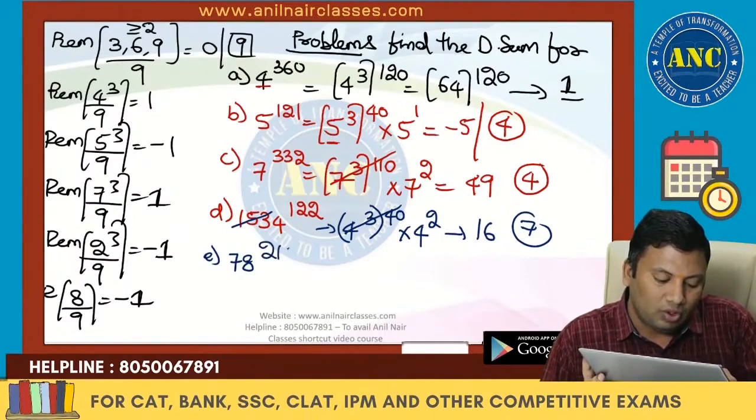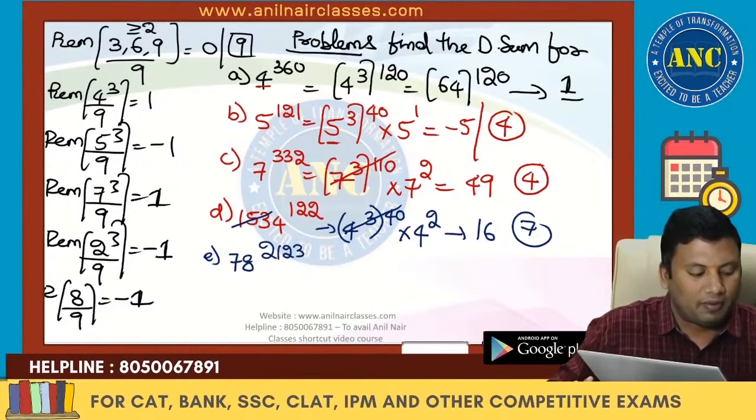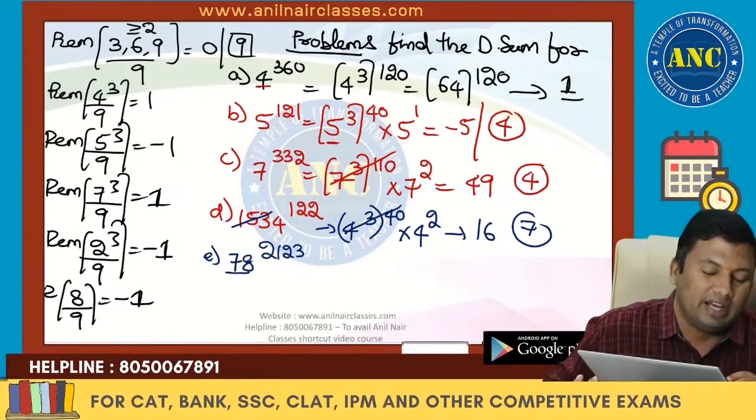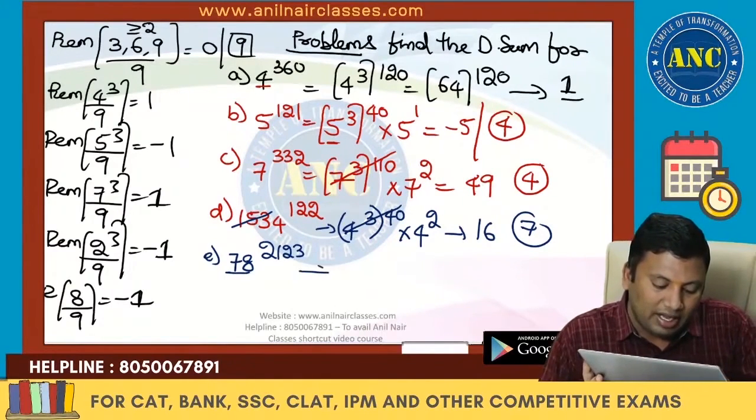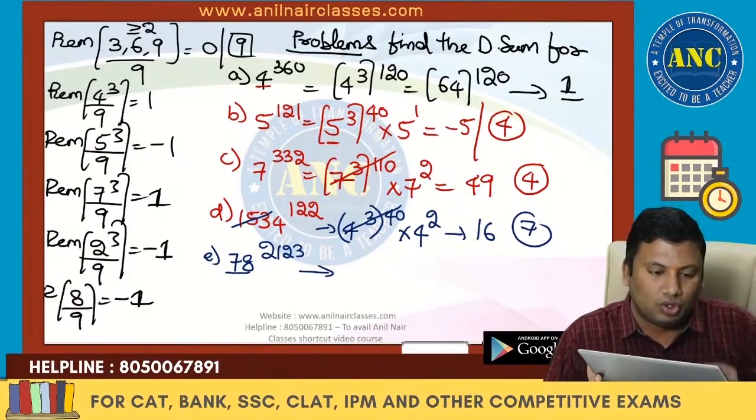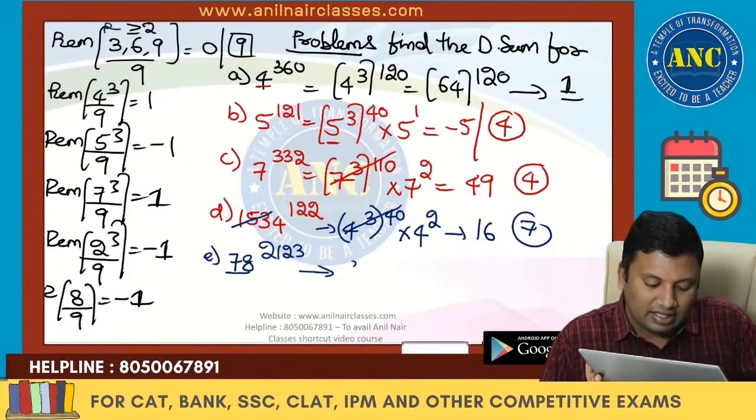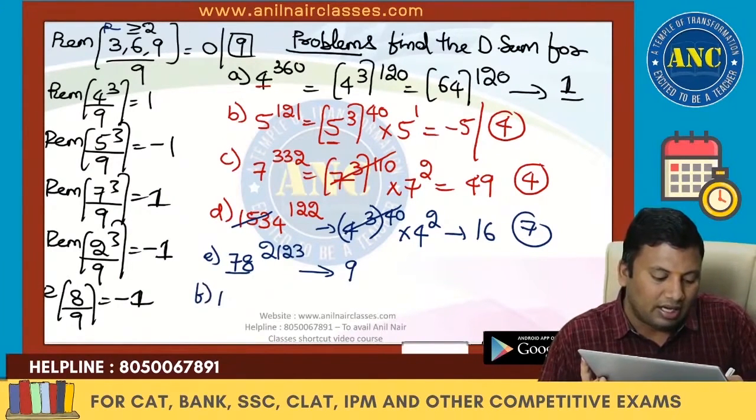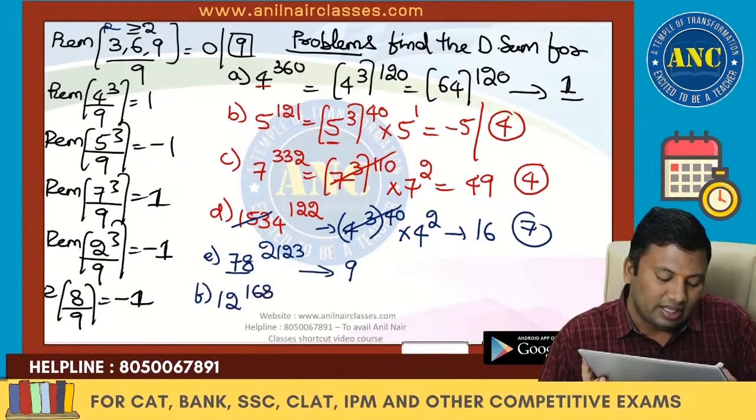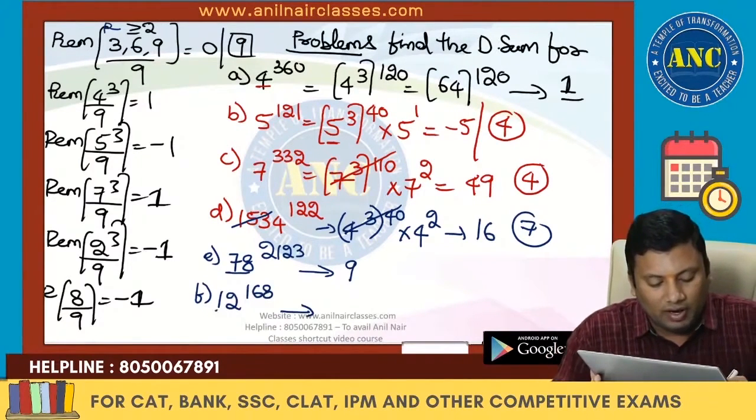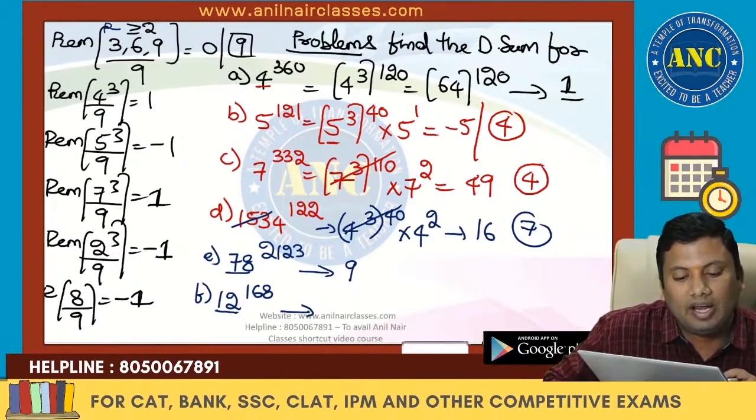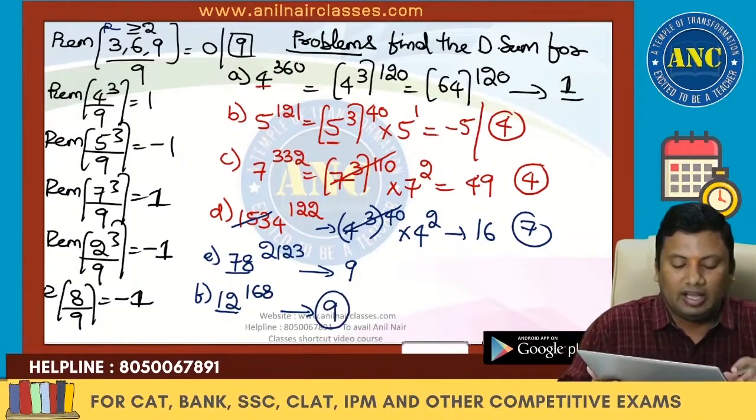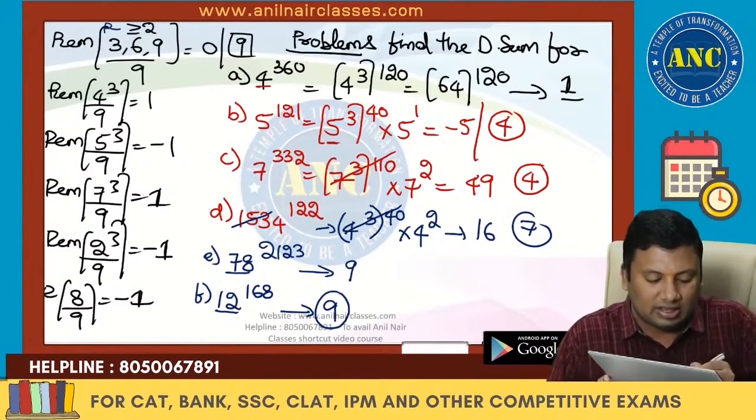Another one. 78 power 2123. Now see here. 78: 7 plus 8 is 15, 1 plus 5 is 6. 6 power any natural number greater than or equal to 2, the answer's digital sum is nothing but 9. Next, 12 power 168. The digital sum of 12 is 3. 3 power any natural number greater than or equal to 2, the answer's digital sum is nothing but 9.